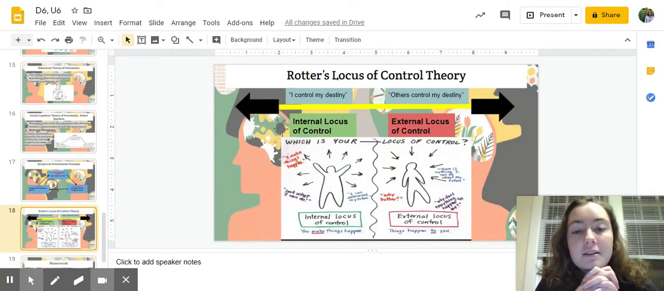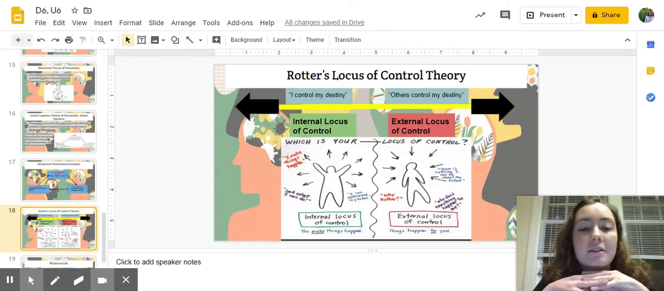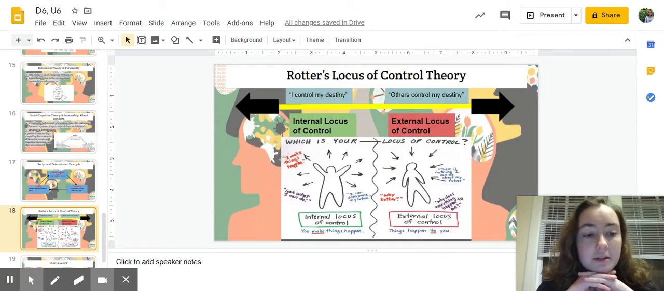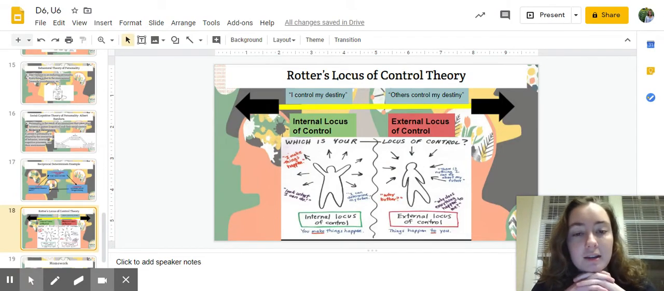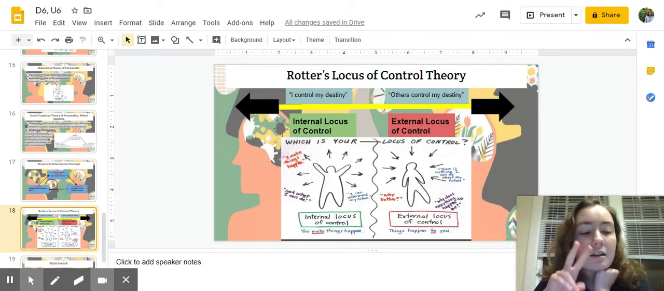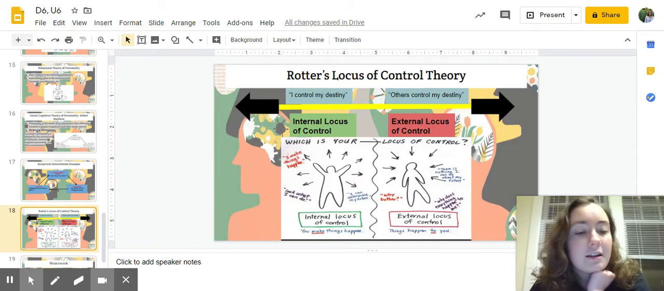Okay, so our final theory related to cognition is Rotter's locus of control theory. So you might have heard this one before because we talked about it a little bit in our learning unit, but I just wanted to rehash this again. One, because it's also connected here, and two, because it's super duper important. This is something that comes up on FRQs often on AP, so I want to go over this again, and this is a good place to do it as well.